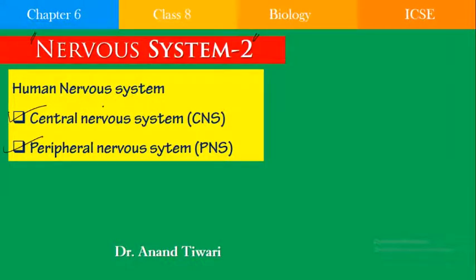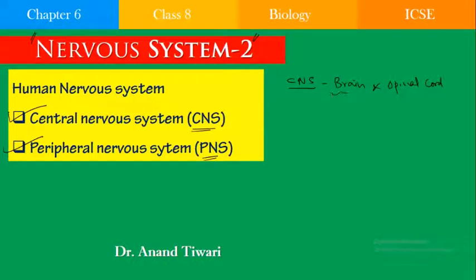So the human nervous system comprises two major parts, the central nervous system and the peripheral nervous system. The central nervous system consists of the brain and spinal cord. They are very delicate and they are protected by membranes and the bony structures, that is the skeletal system.